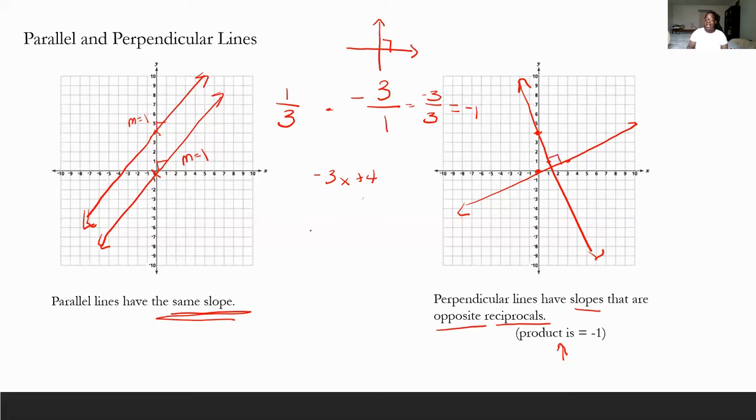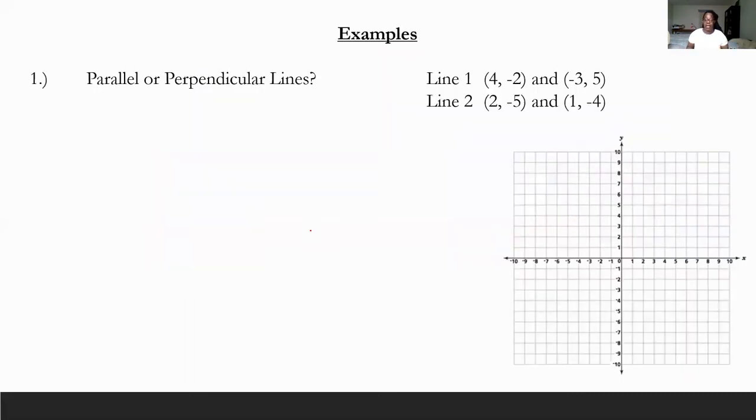If you can see it with the graph, but remember, with math, we always got to prove it, okay? So for parallel lines, they have the same slope. Perpendicular lines have opposite reciprocals, all right? So let me show you through examples. We got two lines here. We have line 1 and line 2, and we have 2 points associated with each of those lines. So what we need to do to prove whether it's parallel or perpendicular is find the slope of both of those lines. So we could go ahead and graph these lines.